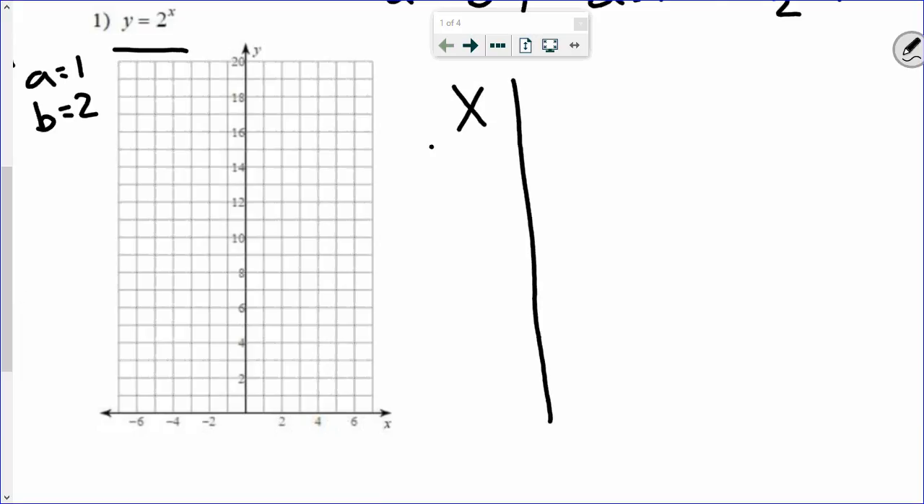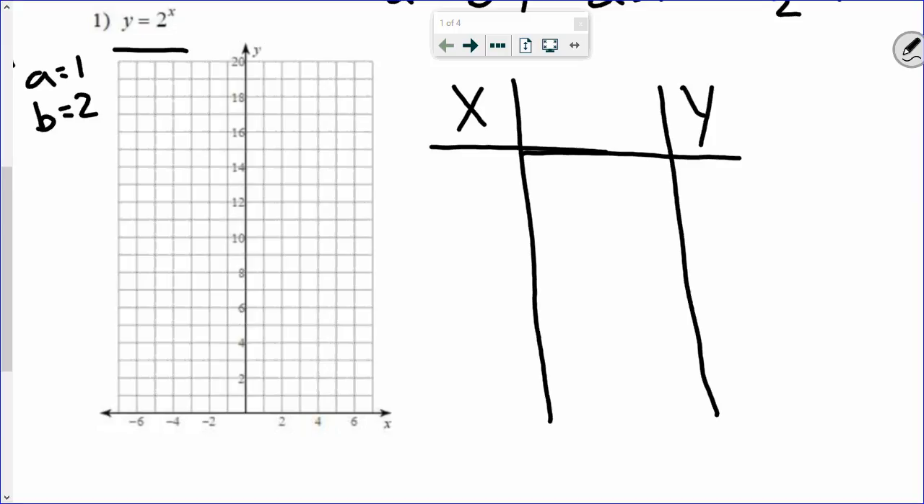I'm going to make a t-chart over here. And this is going to tell me the values of x I'm going to plug in. For all of these functions, the values of x that we're going to plug in are going to be -2, -1, 0, 1, 2. By plugging in those values, we'll get a good idea of what this exponential function looks like. And then we're going to find out what the output, what the y value is, when we plug in -2.